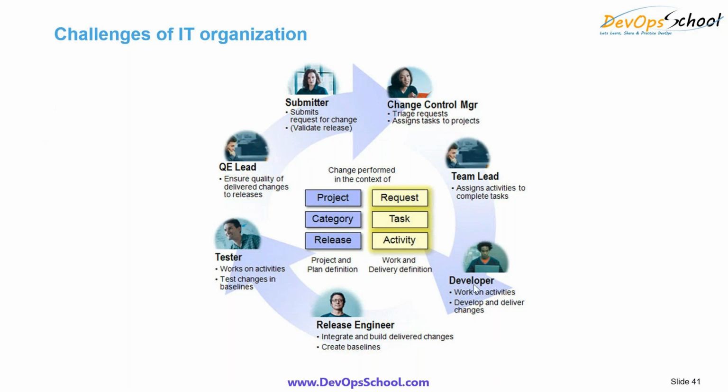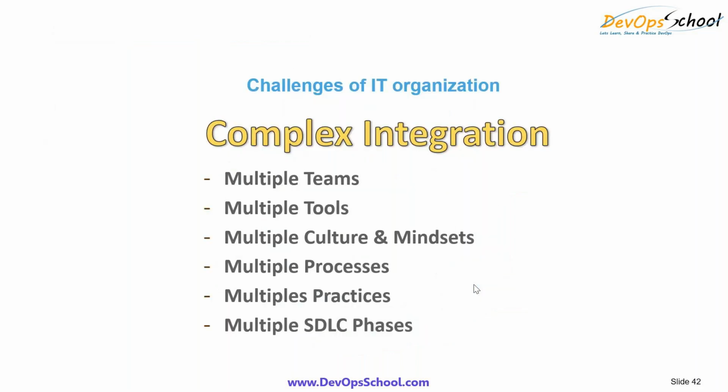So what should they do so they can integrate everyone? There are multiple teams we want to integrate into one. There are multiple tools we want to integrate with everything. There are multiple cultures and mindsets we want to integrate. There are multiple processes, multiple practices, multiple SDLC phases, and all. We want to integrate. I'm not saying I want to wipe it out. I'm saying integrate effectively. How can we do that?